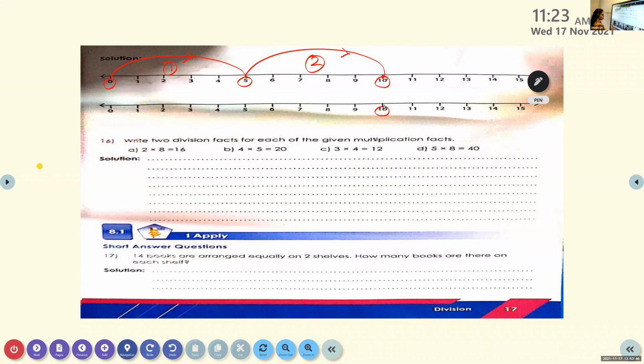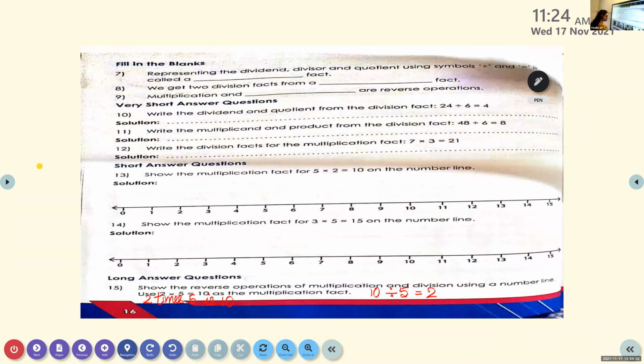According to the answer, jumps. What is the second number? 10 divided by 5 is equal to 2, this is the division fact. Only one division fact has to be taken. I took this one. 10 divided by 5 is equal to 2. Okay. For this one, 10 divided by 5 is equal to 2.